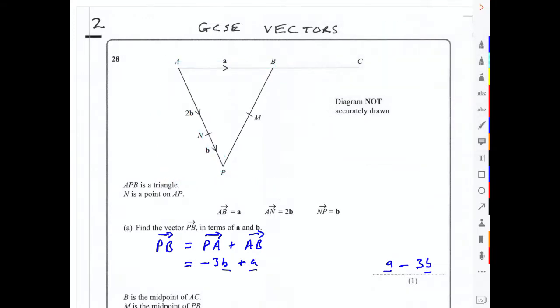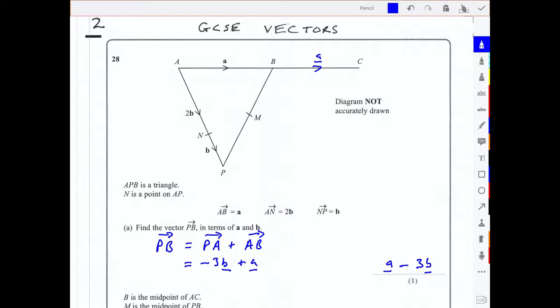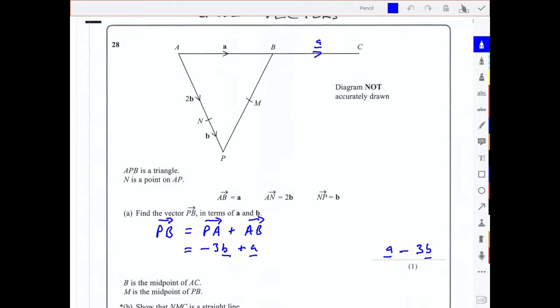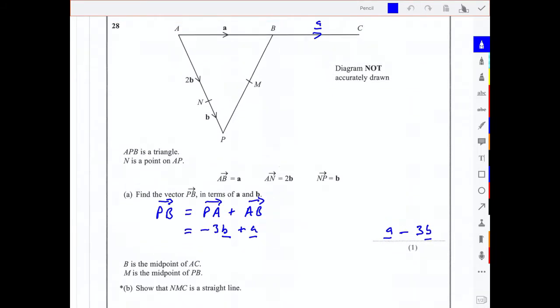Moving on to the second part, we're told that B is the midpoint of AC. Well, if B is the midpoint of AC, it means that BC is another vector a. So you've got a to the halfway point B and another a to get to C. And we're told that M is the midpoint of AB. Let me just mark that that length is equal to that length. And we're asked to show that NMC is a straight line.